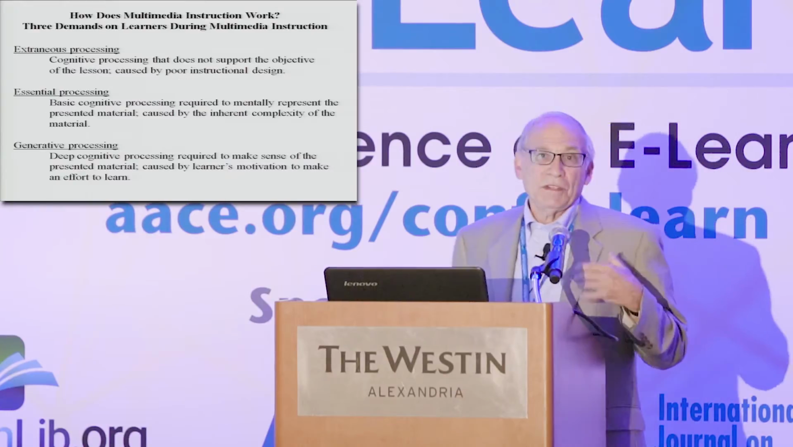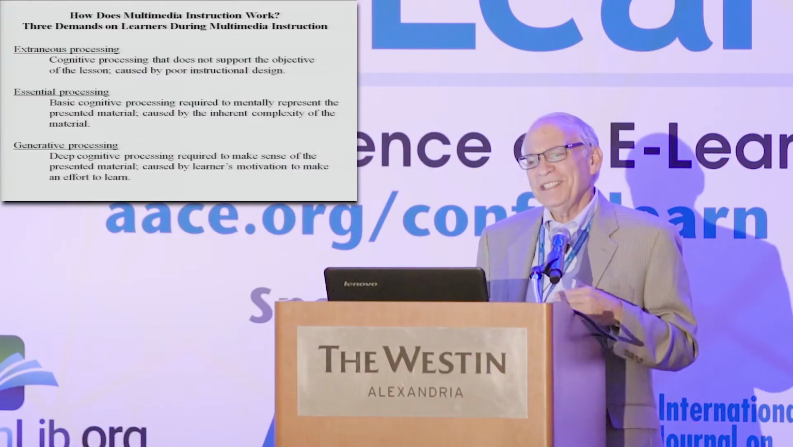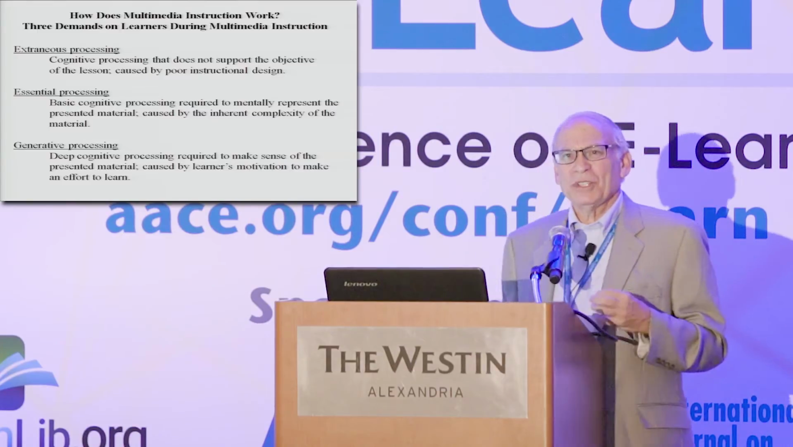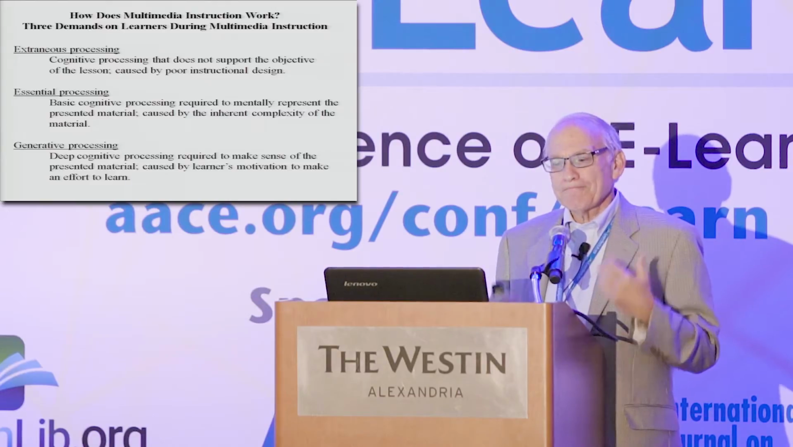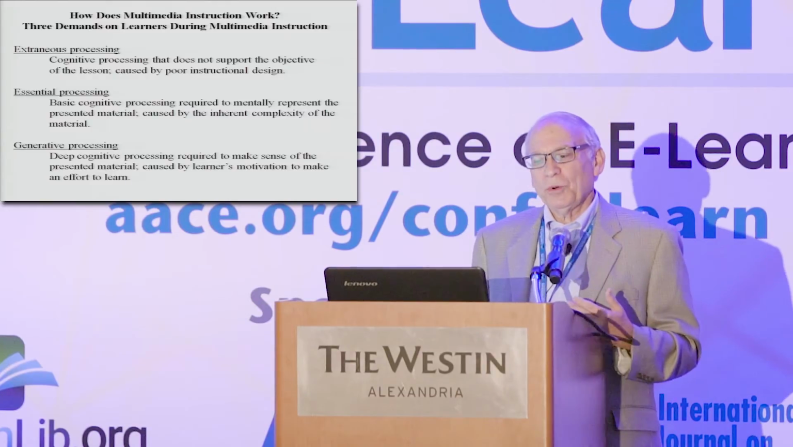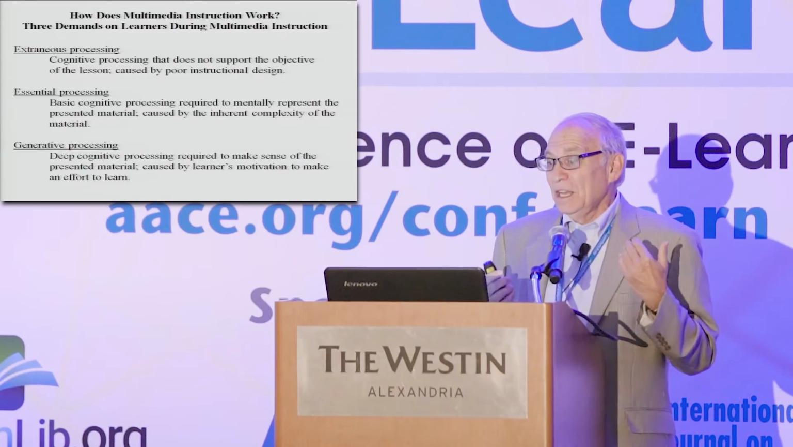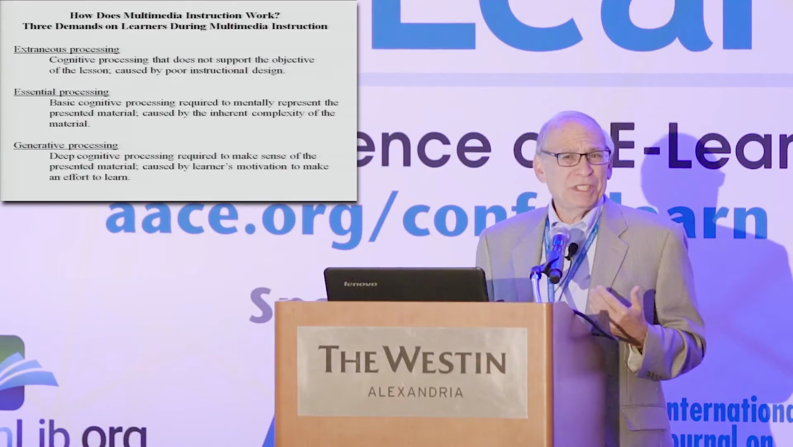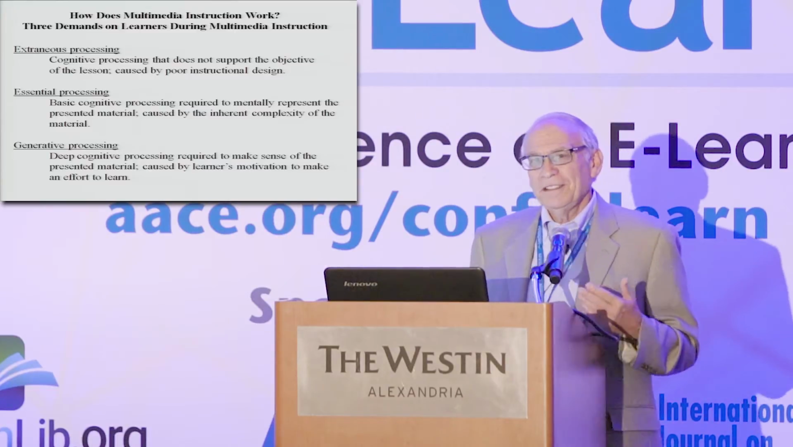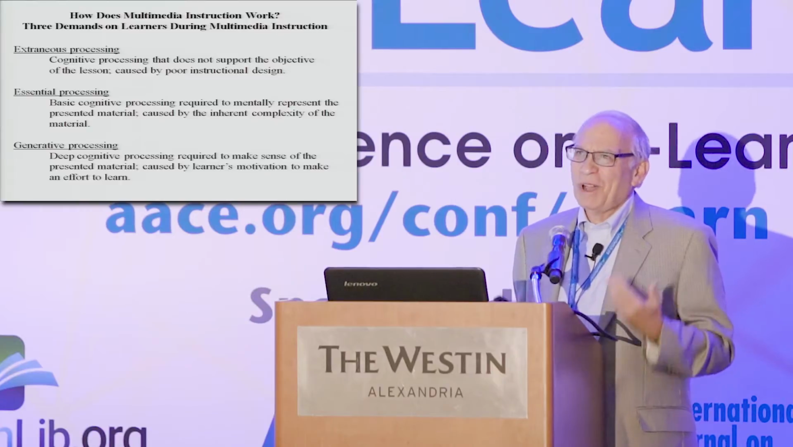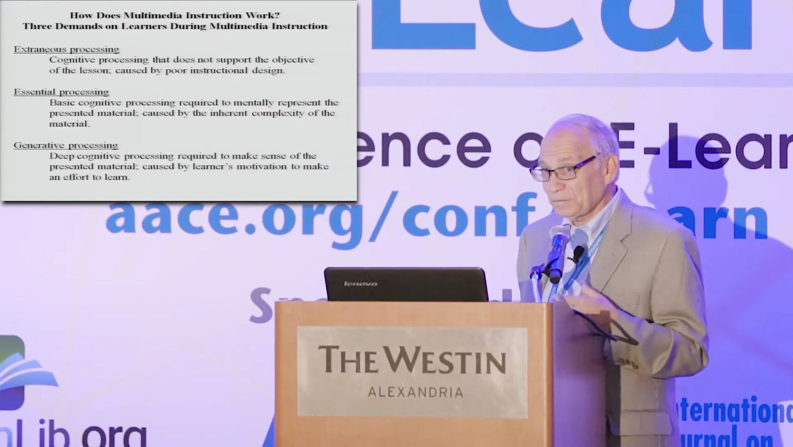Let's see, in terms of the science of instruction, there are really three issues that I want to focus on. We want instruction that helps us deal with these three kinds of processing. Extraneous processing is cognitive processing that doesn't support the instructional objective, and it's caused by just poor design. That's the kind we don't like, so a good instructional goal is to reduce extraneous processing.